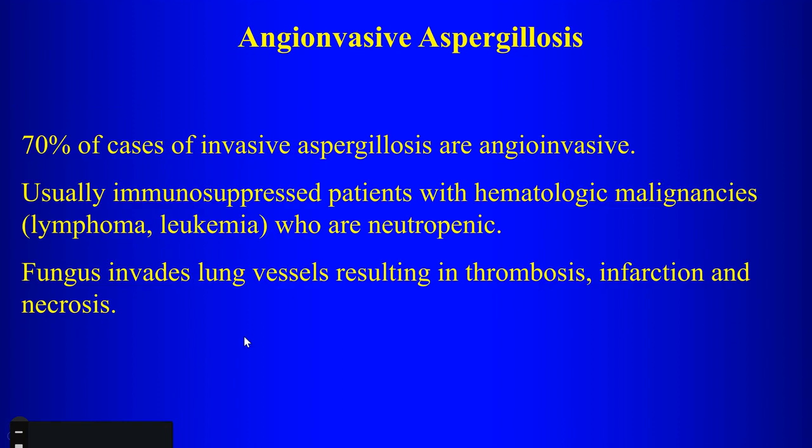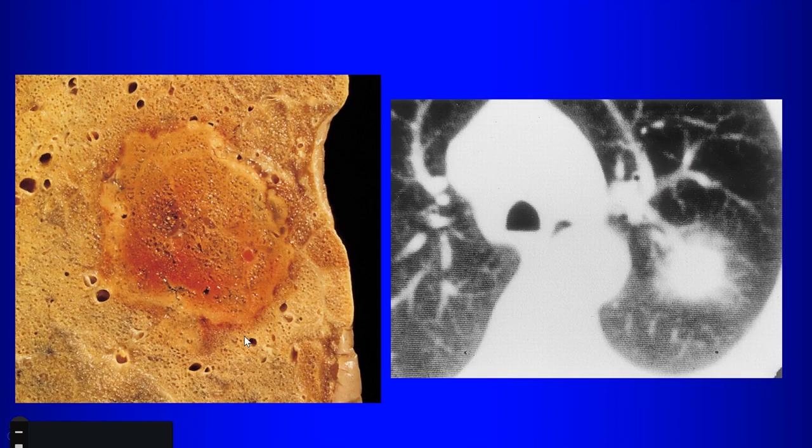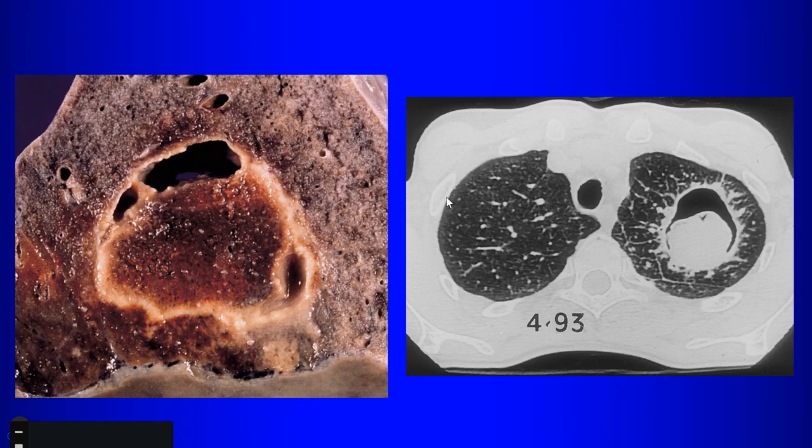Angioinvasive aspergillosis, usually in immunosuppressed patients who are neutropenic, the fungus invades the blood vessels, resulting in thrombosis, infarction, and nodules. So the ground glass halo is really bleeding around the infection. That's what gives you the ground glass halo. In these cases of invasive aspergillosis, later on they go on to develop the air crescent.